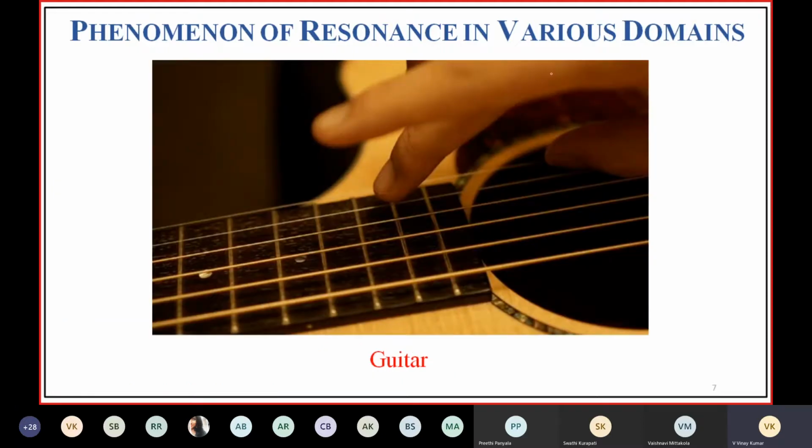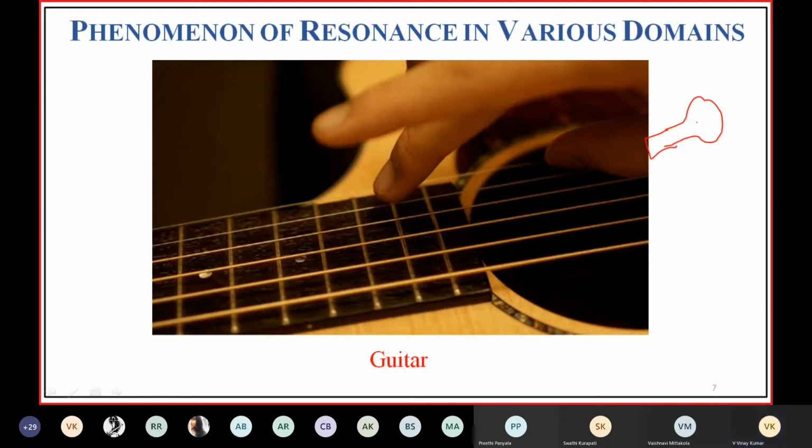Guitar. A guitar produces sound entirely by vibration. In an acoustic guitar, when you pluck a string, it vibrates and transmits the sound energy into the hollow wooden body. You're going to have a guitar like this, a hollow wooden guitar.